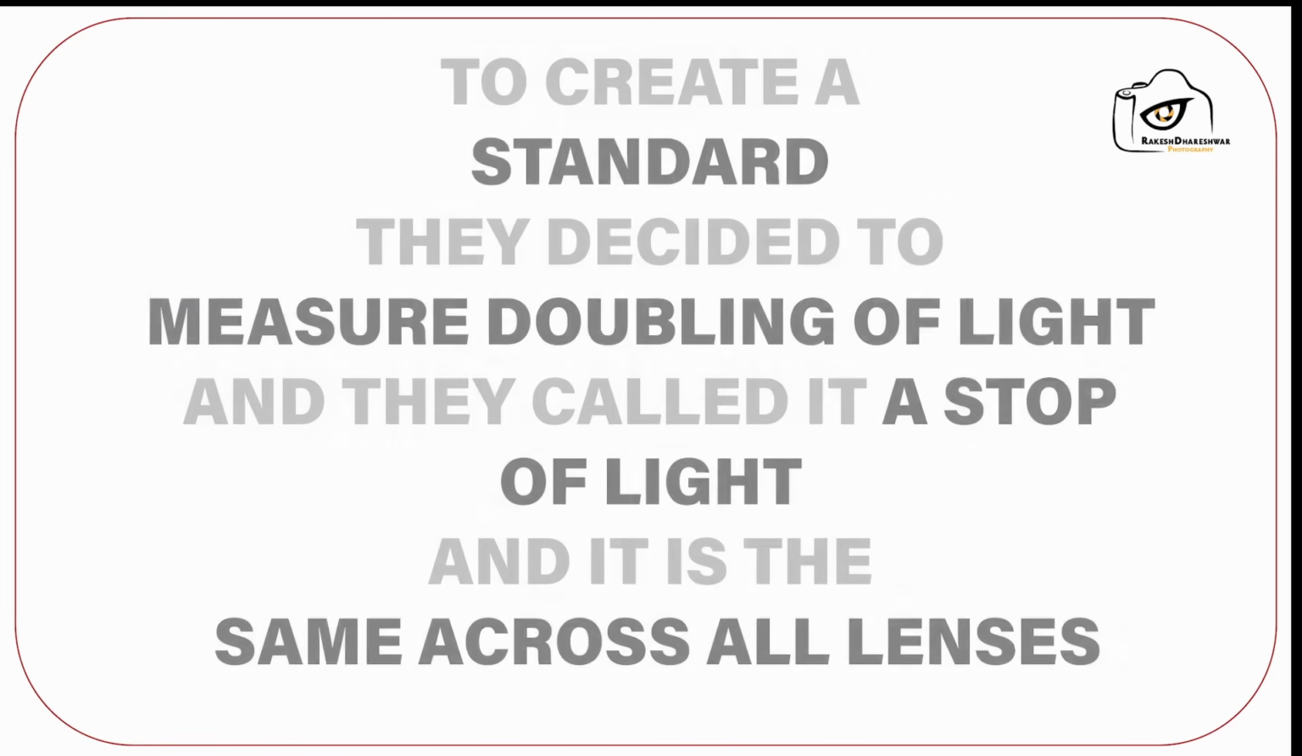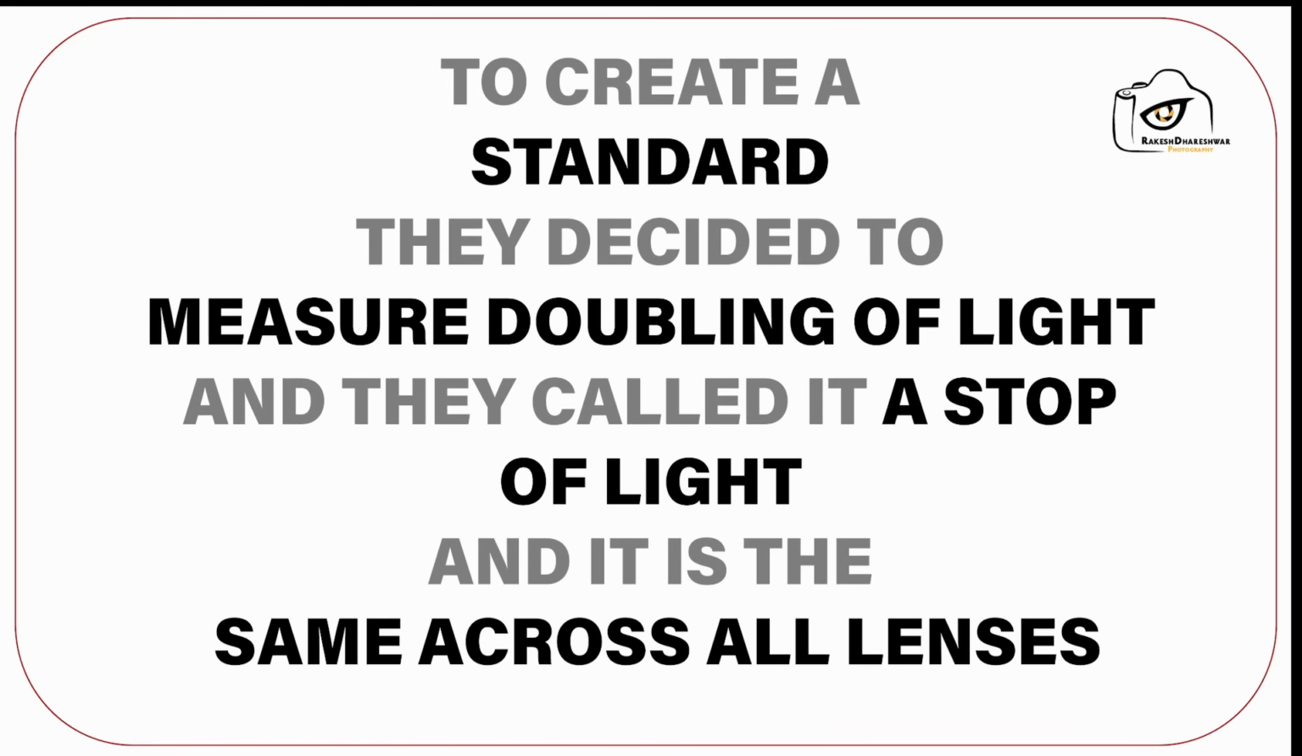Now in photography, we measure light in something called a stop. One stop means double the light or half the light. That's it. And that is universal. Canon, Nikon, Sony, Fuji, Olympus, Leica. Everyone may fight outside, but when it comes to it, a stop is a stop. That's the only peace treaty in photography.